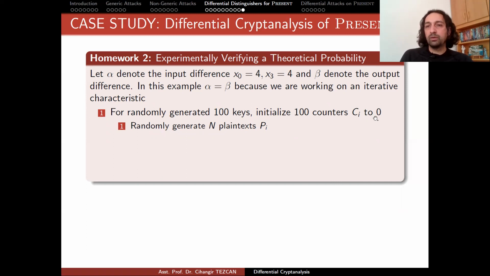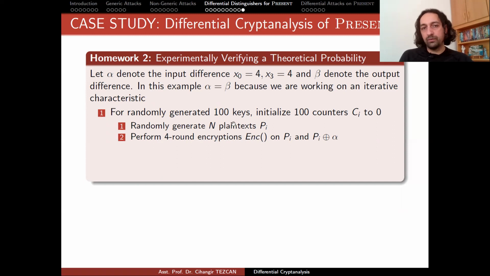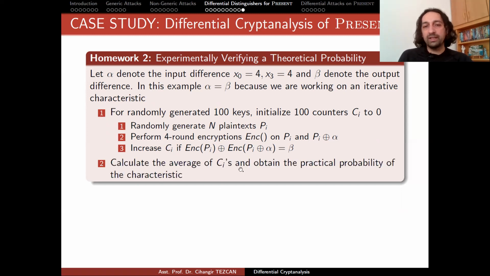Initialize 100 counters to 0, all of them referring to these keys. Randomly generate n plaintexts Pi. Perform 4-round encryptions for one of these 100 keys on Pi and Pi XOR alpha. Increase the counter of this key if the XOR of these outputs is beta. Then calculate the average of the counters and obtain the practical probability of the characteristic. By average, I mean, if you are performing this experiment for n plaintexts, you have to divide your counter by n to see the average value. So that will be your practical probability of the characteristic. Since you are performing this experiment for 100 keys, you will have 100 counters. Just sum all of them up and divide by 100, and that will give you an experimental value of the practical probability of your characteristic.